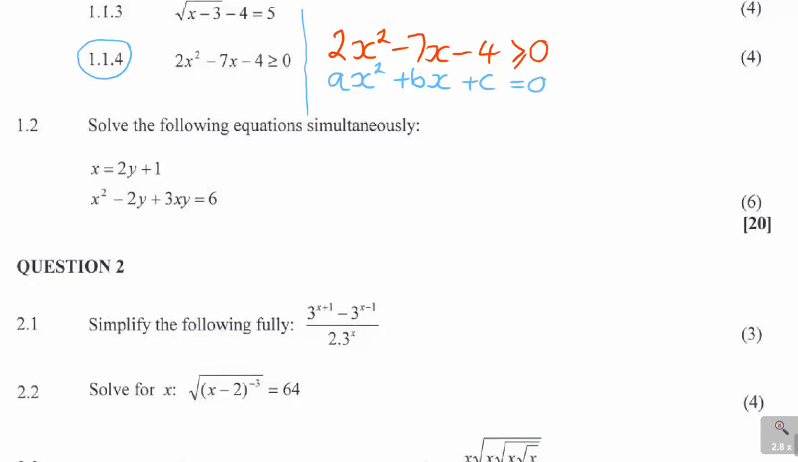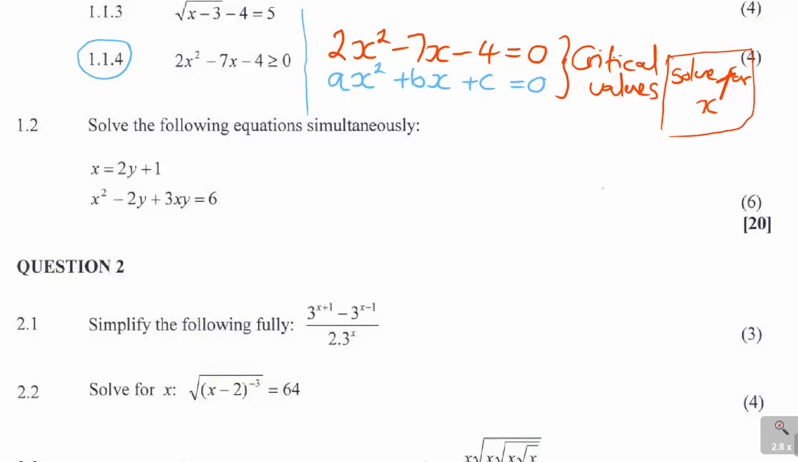So what you do in this particular question, first remove that sign, and instead of the sign, you change it into an equal sign. Remember, don't forget that. You must first ignore the greater than or equal to, and solve for x. Why are we solving for x? Because we are looking for the critical values. That's why I'm doing that. So to get the critical values, you need to solve for x. That's what we are doing just to get those critical values.